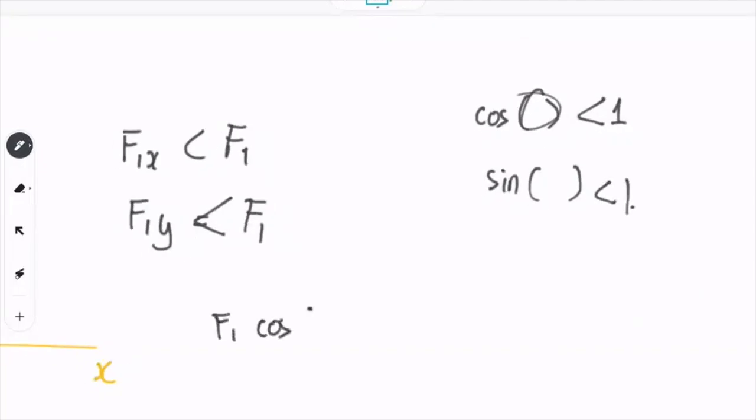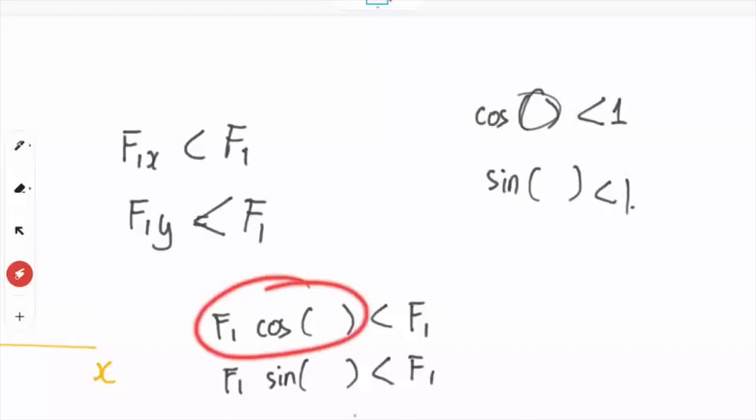So F1 cosine something will be bigger than F1 or smaller than F1? It will be smaller than F1, because you multiply with something less than 1. Let's say this is 20. 20 multiplied by something less than 1, confirm smaller than 20 itself. Correct? Same for F1 sine of this thing. Guarantee. Yes.